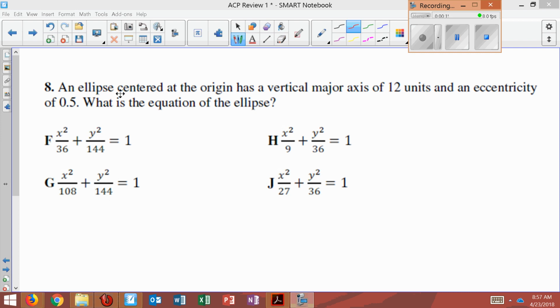I want to remind you, if it's centered at the origin, that means up with the x and y, there will be nothing in parentheses. So I can't eliminate anything. All 4 of these options are centered at the origin.